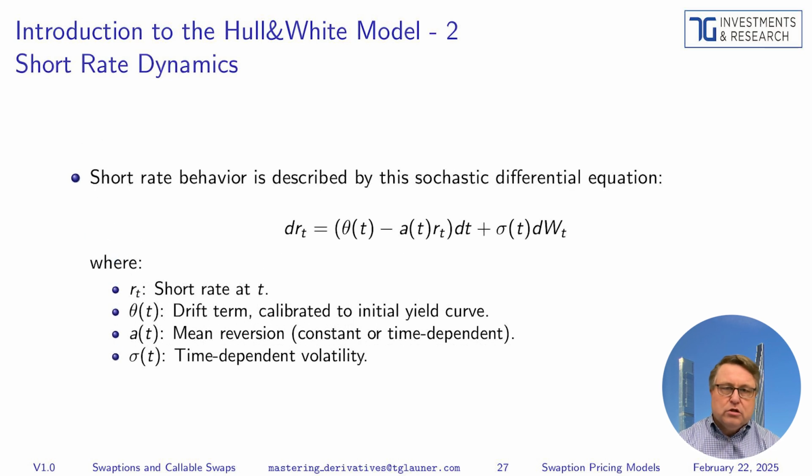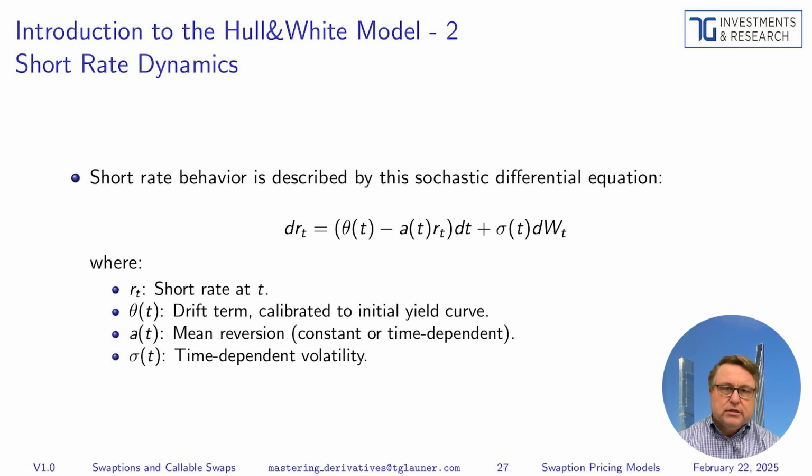The Hull-and-White model describes short rate dynamics using a stochastic differential equation that governs the evolution of interest rates over time. The equation is dr, which is the change in the short rate, equals theta(t) minus a(t) times r(t) times dt. This is the deterministic term, plus the short rate volatility sigma(t) times dW.